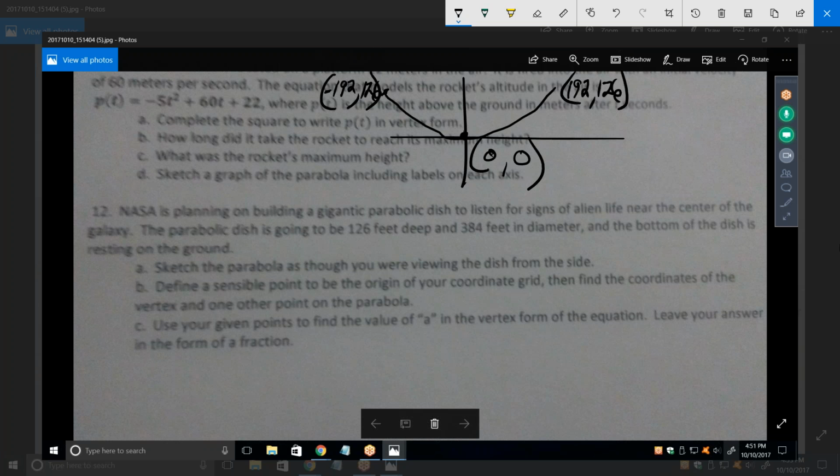Sketch the parabola as though you were viewing the dish from the side. Okay, I think we've done that. Define a sensible point to be the origin, then find the coordinates of the vertex and one other point on the parabola. We've done that. Use your given points to find the value of A in the vertex form of the equation. What is the vertex form of the equation?